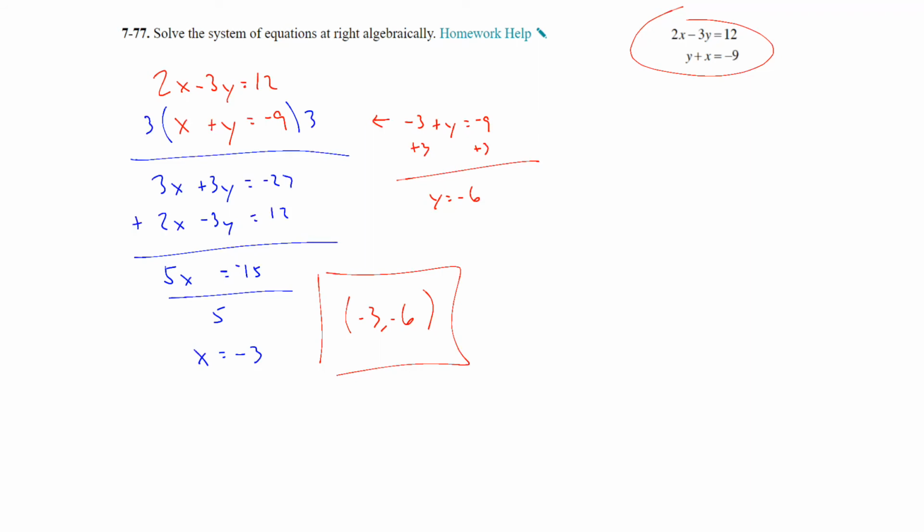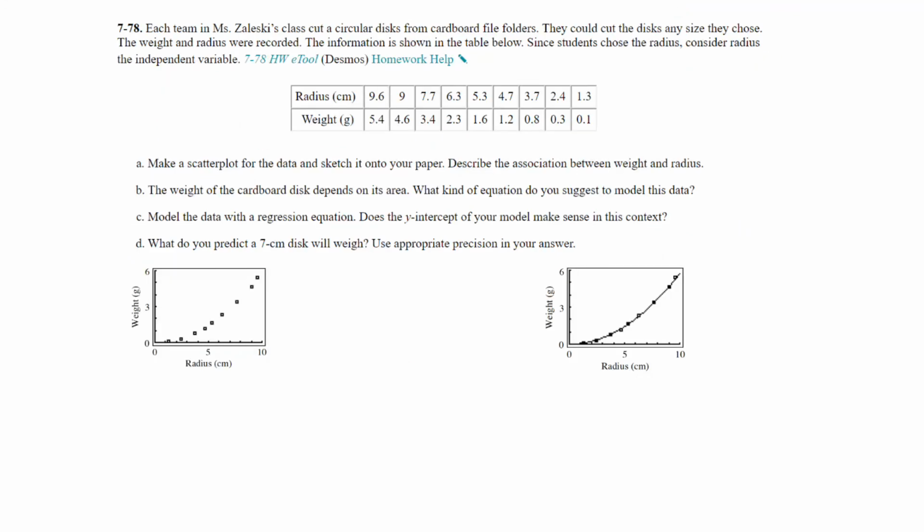And remember, if you do want to check this, it doesn't say to, but if you do want to check, you can always plug it back into both equations and make sure it works. And so I went ahead and showed the check just to show you what it would look like, but you do have to plug it into both.